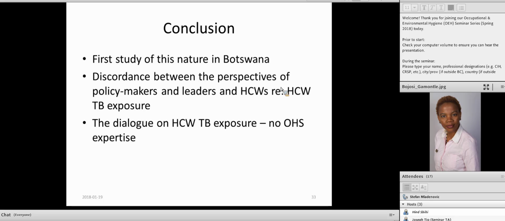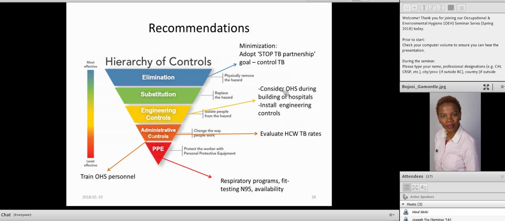And we realized that there were discrepancies between the perspectives of policymakers and leaders and healthcare workers as far as TB exposure is concerned for healthcare workers. The other thing we realized is that the dialogue on healthcare worker TB exposure is going on without the expertise of occupational health and safety personnel, which I'm sure everyone in this room would agree is something we need to do something about.